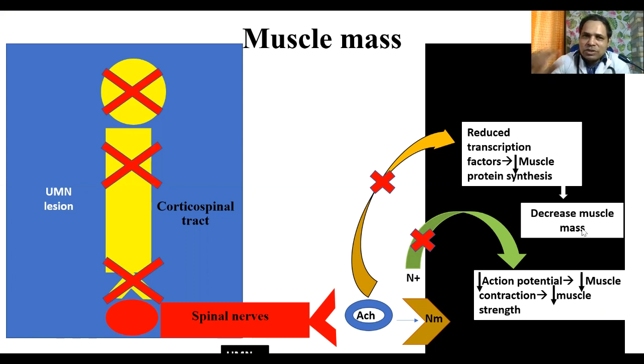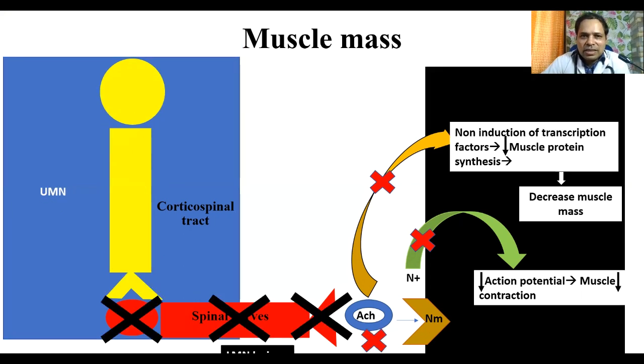The bulk also gets reduced. So this is what's happening in the upper motor neuron lesion. So we got one difference. In upper motor neuron lesion, there is decrease in the muscle strength and decrease in the muscle mass. Okay, we'll go to next.